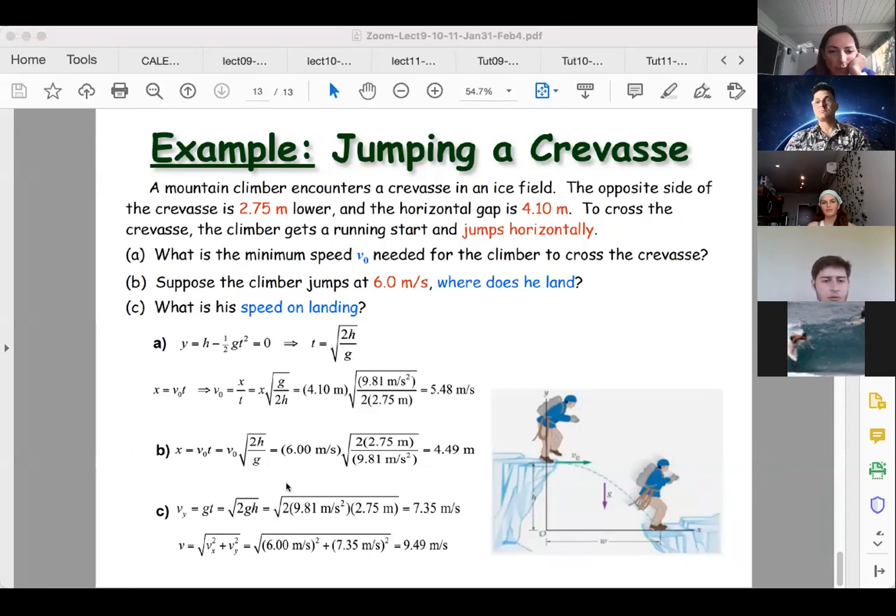It was provided before, 6 meters per second, and we need to find the velocity along Y. So the velocity along Y is V naught Y, which is 0, because it goes only horizontally. Here you see V naught is along the X-axis. Then plus GT. So T we saw before is the square root of 2H divided by G. So if we plug these numbers in, we find that at the end it is 7.35 meters per second, putting inside all the numbers and making all the calculations.